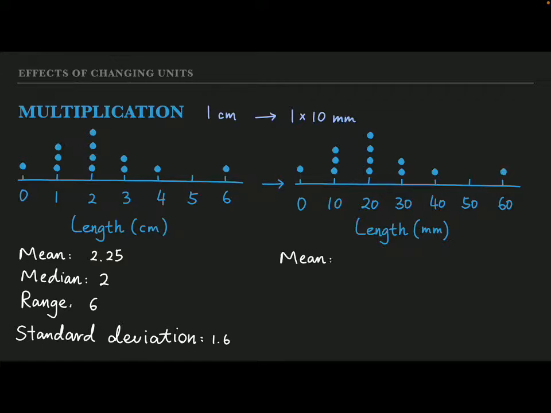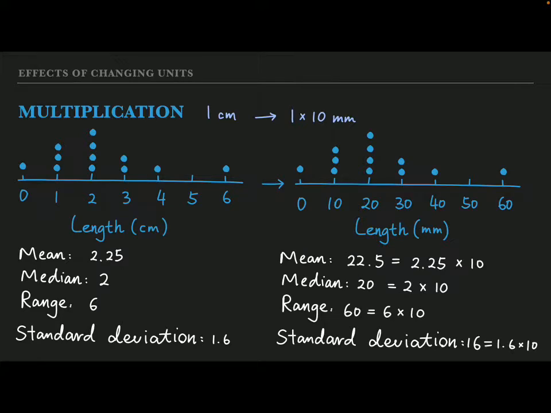Then, when we list out the measurements, we discover that the mean is 22.5 millimeters. This value is 10 times the original 2.25. Same goes for the rest of the measurements too. All resulting values are the original values multiplied by the constant 10. This is because we are essentially stretching the left graph horizontally to get to the right one.